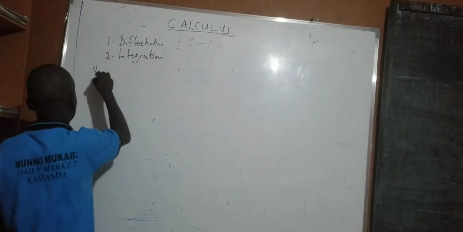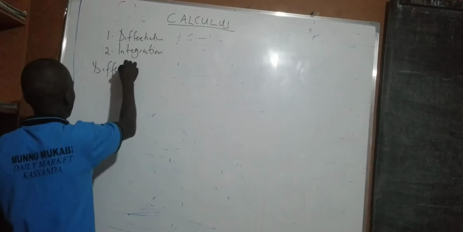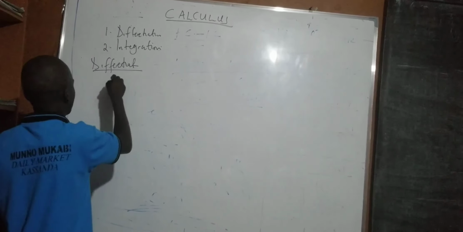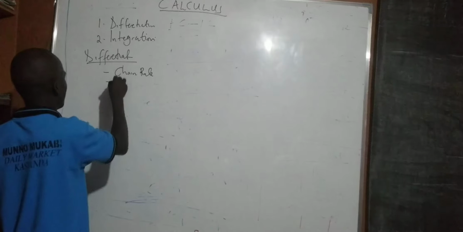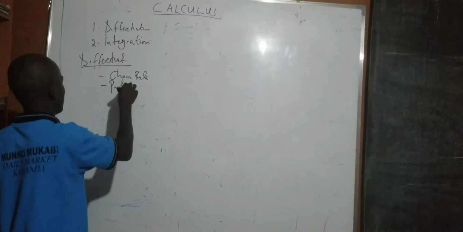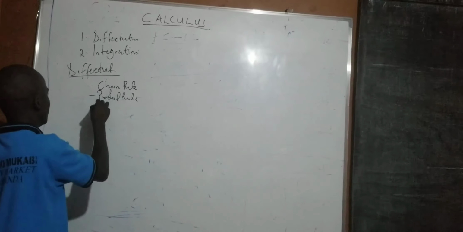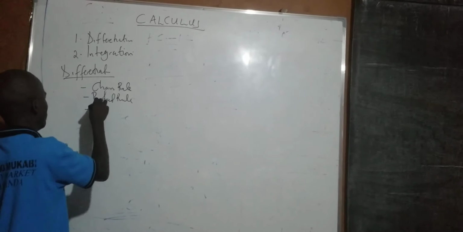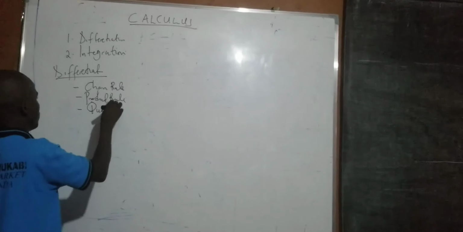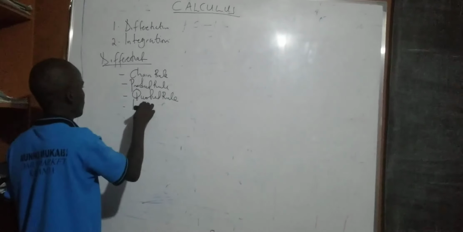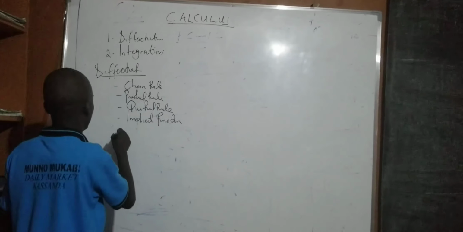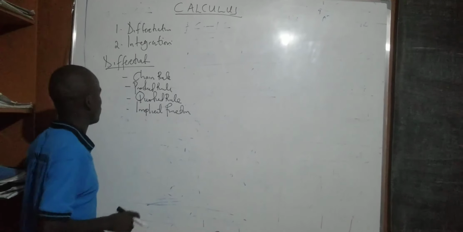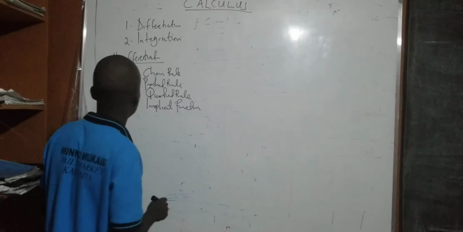Under differentiation, we are going to look at various concepts. For example, we shall look at the chain rule, the product rule, the quotient rule, and implicit functions. That's basically what we shall look at under differentiation.